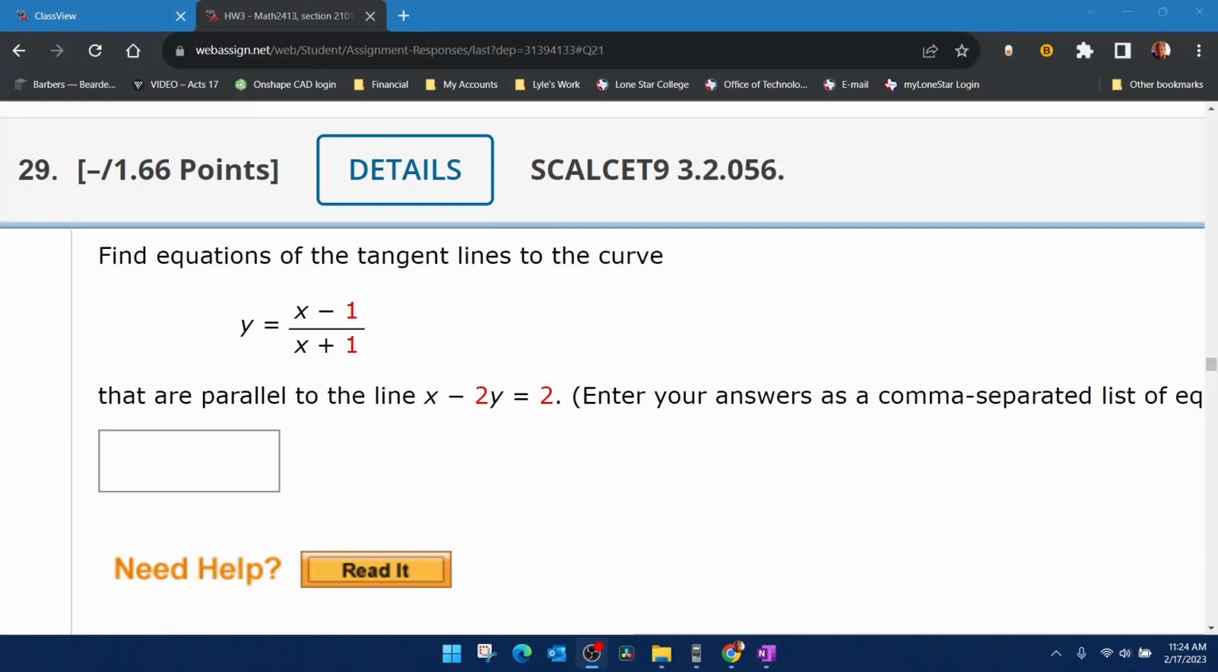All right, here we go. Question 29 from our Calculus 1, homework number 3 in WebAssign. They want us to find the equations of the tangent lines to the curve, where they've given me a rational function, that are parallel to the line x minus 2y equals 2. And it says enter your answers as a comma-separated list. That means if there's more than one line, we need to put them in separated by a comma.